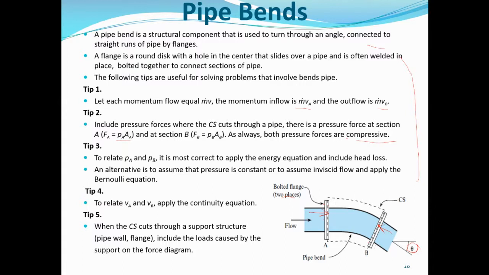And to relate the pressure, PA and PB, it is most accurate, it is most correct to apply the energy equation and include head loss, okay? Because the energy equation includes the head loss, although the next chapter is where we will be dealing with the energy equation. But we dealt with the Bernoulli equation where we assumed that our flow is non-viscous, that is inviscid flow. And for inviscid flow, we have very negligible energy loss due to friction. So for that, there is no head loss. Head loss is negligible for inviscid flow, but for viscous flow, then head loss is not negligible.